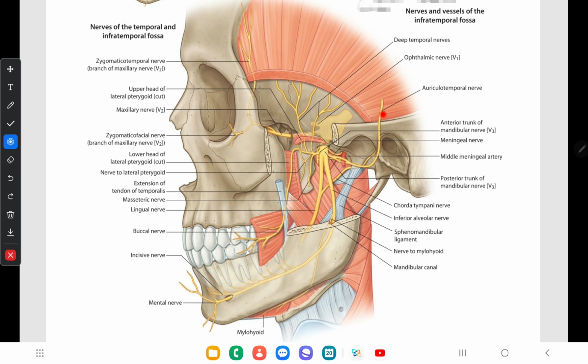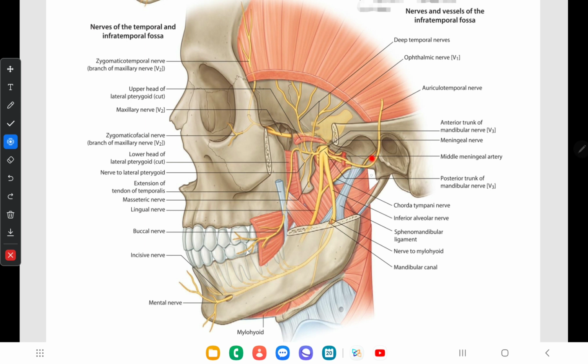When we talk about the auriculotemporal nerve, it arises by two sensory roots. You can see the two sensory roots here. Those two sensory roots go anteriorly and posteriorly to this middle meningeal artery. You can see very clearly here. Then those two sensory roots unite behind this middle meningeal artery and form a single nerve.